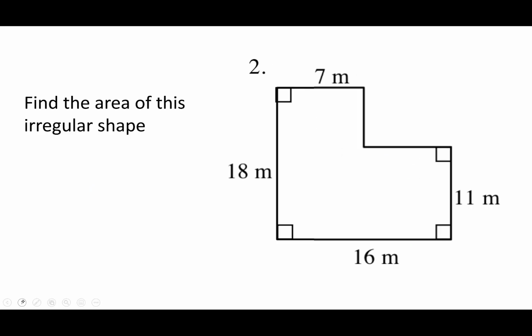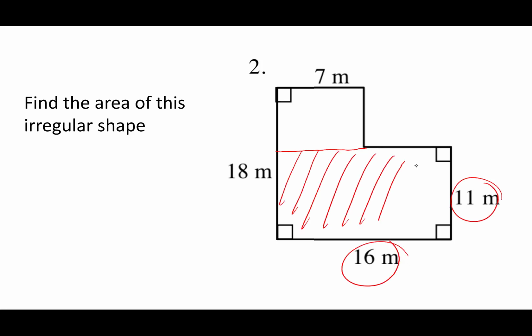Okay, we also did this one in class. So I'll just go through this one quickly. The same concept as before, you're just splitting the shape into shapes that you recognize. So this would be 11 by 16 is this rectangle. 11 times 16 is 176 meters squared.